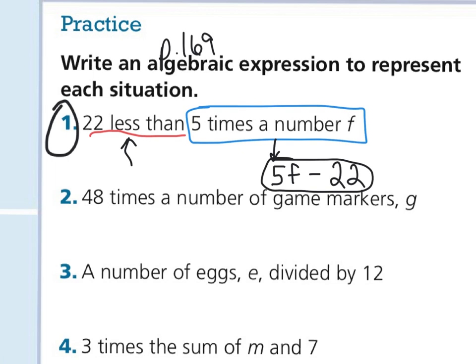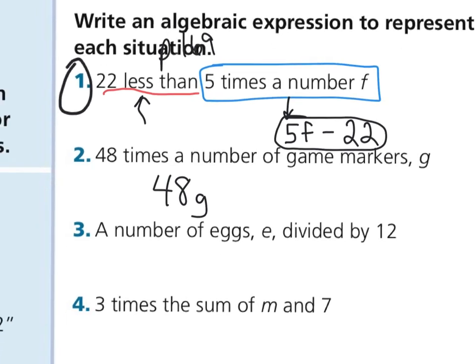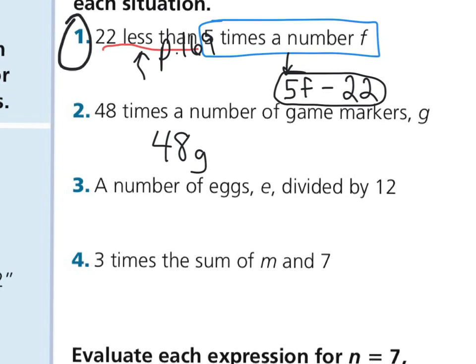Number 2, 48 times the number of game markers G, that would just be 48 times G, or 48G. Number 3, the number of eggs E divided by 12, that would just be E divided by 12. And then 3 times the sum of M and 7. Actually, we're going to want the M plus 7 in parentheses. We want 3 times whatever that sum is, so the M plus 7 would need to be in parentheses on that one.